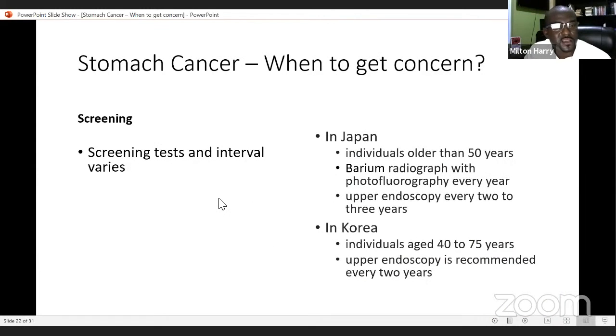These screening tests are done at various intervals, and various tests are done in different countries. For example, in Japan, once you're 50 or older, you can either get a barium meal, or you can do an upper GI endoscopy every 2 to 3 years. Whereas in Korea, they start at an earlier age. They start at age 40 and go all the way up to 75. They do not recommend barium meals. They go straight to an upper GI endoscopy, which they recommend every 2 years.